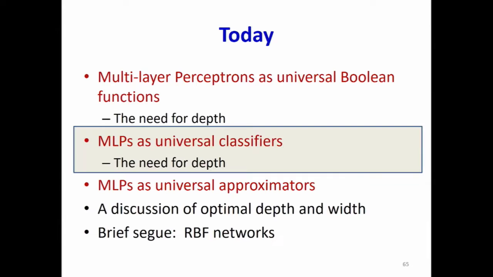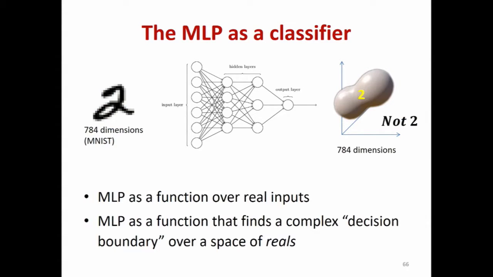No? Okay, great. So we've been talking about Boolean inputs, right? But what do we actually operate on? Most of the time we're operating on reals. And that is this business of classification as opposed to performing Boolean computation. We've seen already that MLPs are functions over real inputs. What an MLP really does is to find a complex decision boundary over a space of reals. If you're using it as a classifier, it's supposed to produce a 1 inside the boundary and 0 outside.